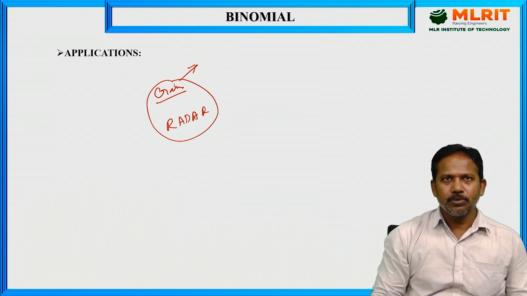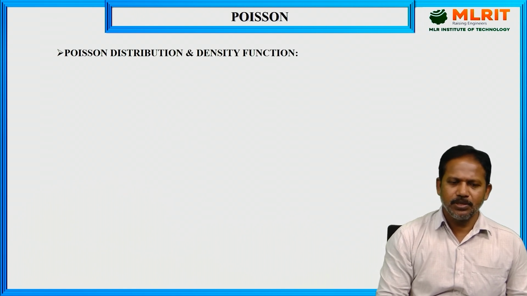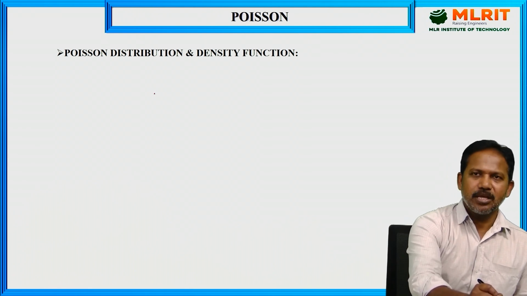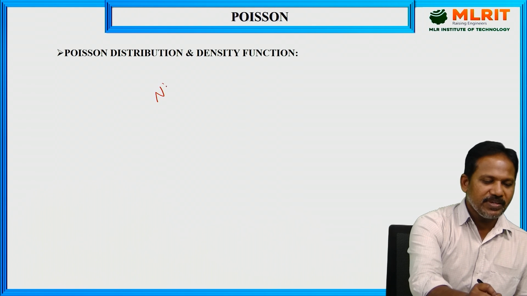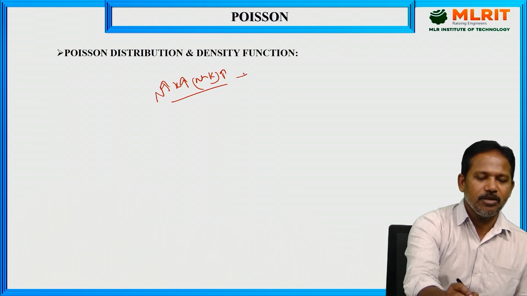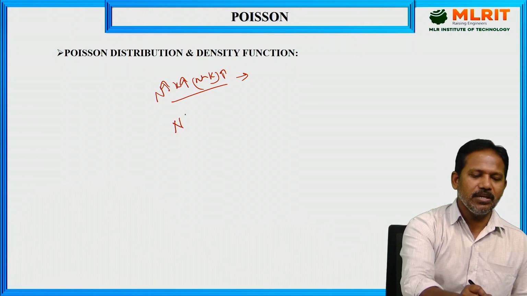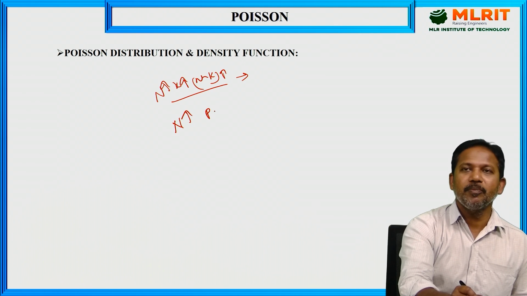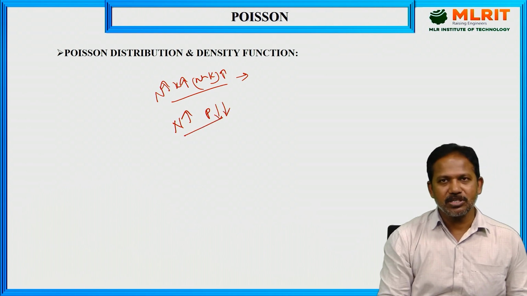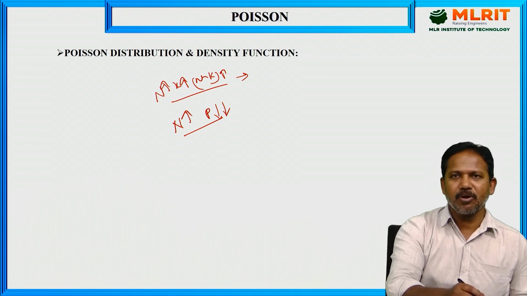Now we are moving to the Poisson probability distribution and density function. In this case also, as we said previously for the de Moivre Laplace approximation, if n is very large, k is very large and n minus k is very large, we use the de Moivre Laplace approximation. For example, in this case, if n is very large and p, the probability of the event, is very small, in that case the de Moivre Laplace approximation is not valid. That's why we are moving to another rule, that is the Poisson approximation principle.